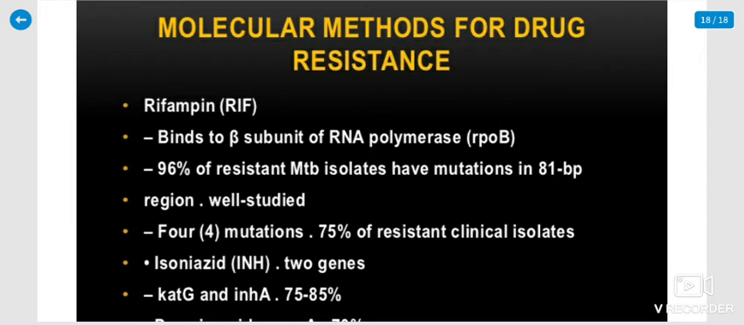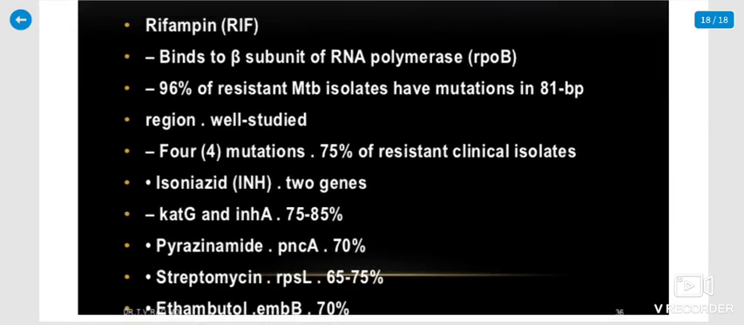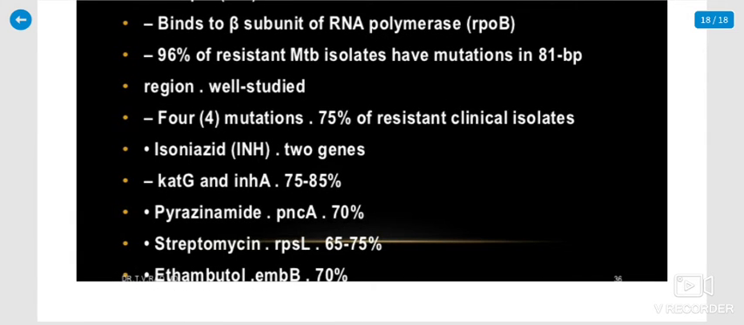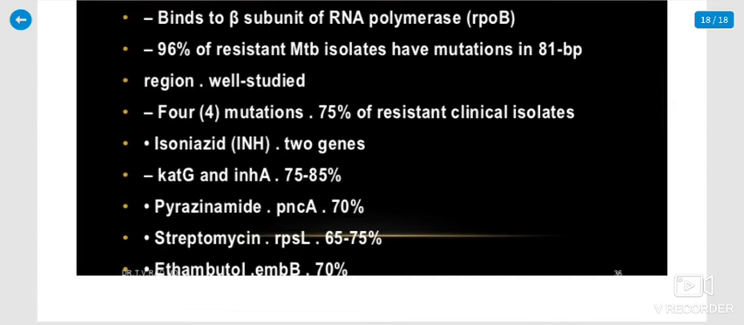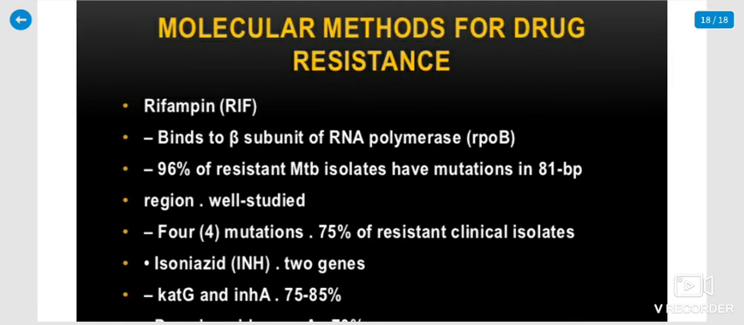In isoniazid, 2 genes are identified at the same time. These account for 75 to 80%, pyrazinamide about 70%, and streptomycin 65 to 75%. For ethambutol, about 70% of the drug resistance is explained in this connection.